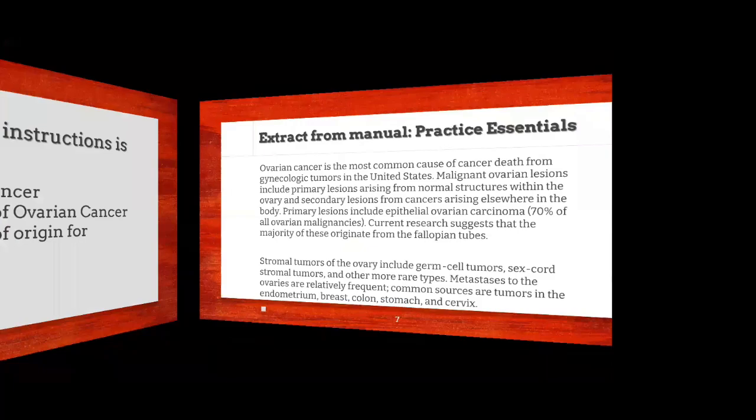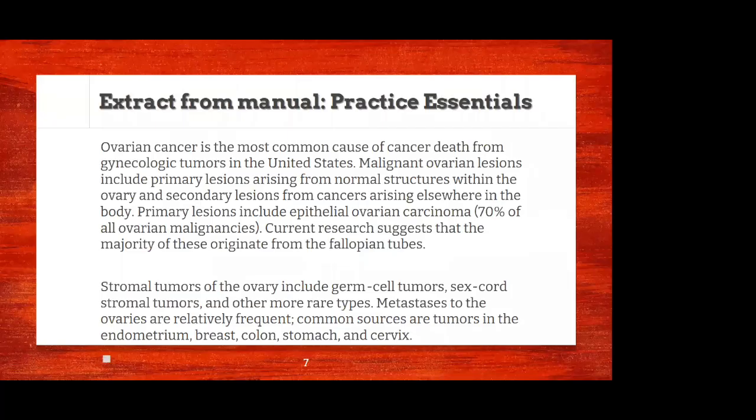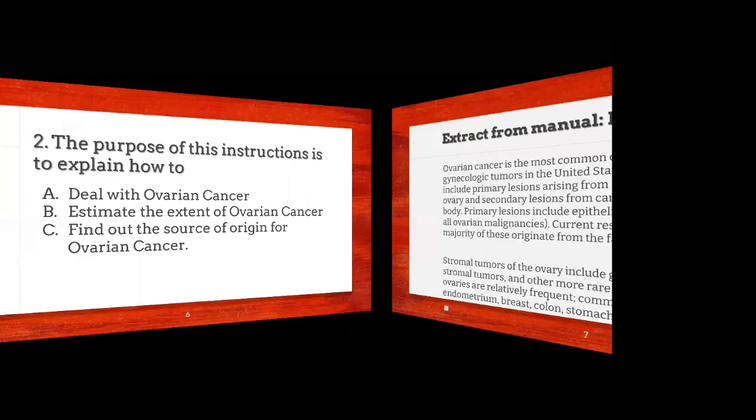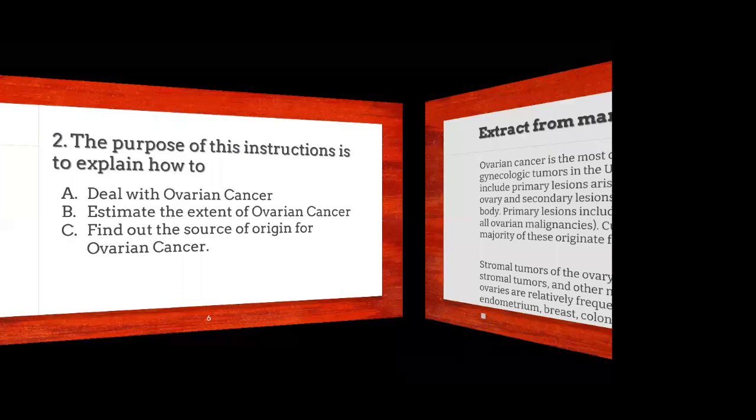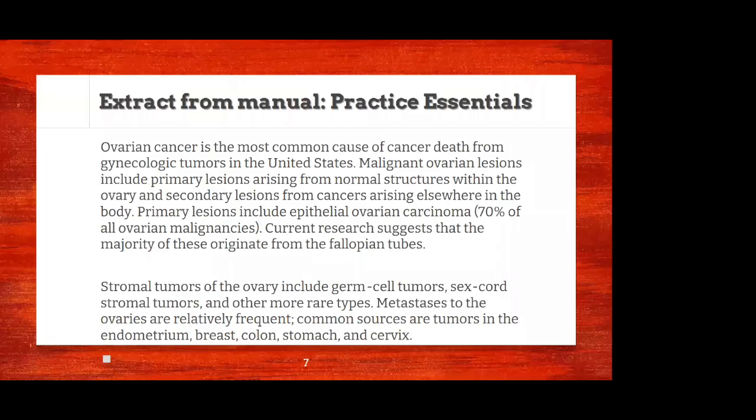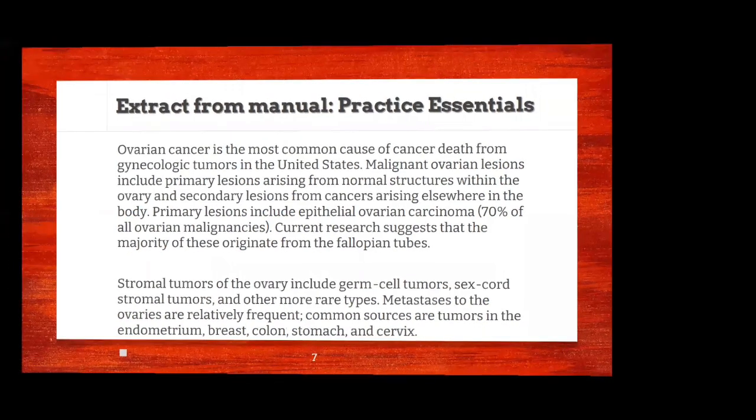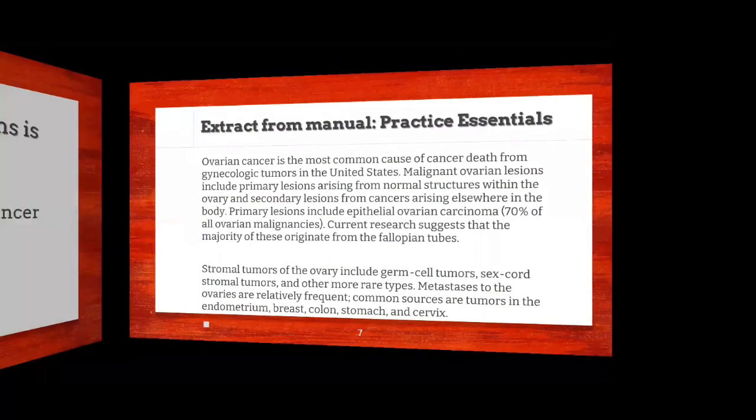So can you delete C also? Does the paragraph explain how to find out the sources? No. The common sources have been given, but it is not explained, isn't it? Whereas estimate the extent of ovarian cancer. There you can see, metastasis to the ovaries are relatively frequent. Also above you can see primary lesions including epithelial ovarian carcinoma, 70% of all ovarian malignancies. So how much the ovarian cancer is extending, how much it is spreading maybe.